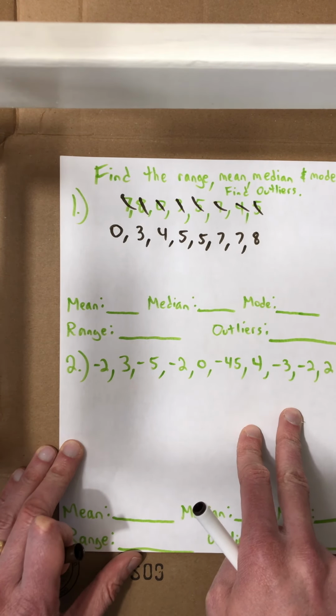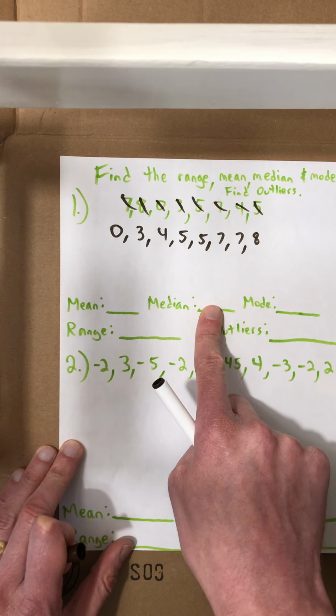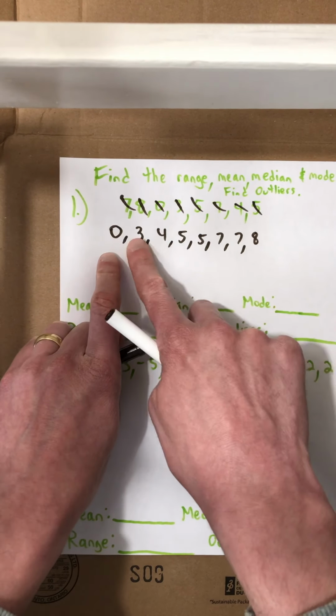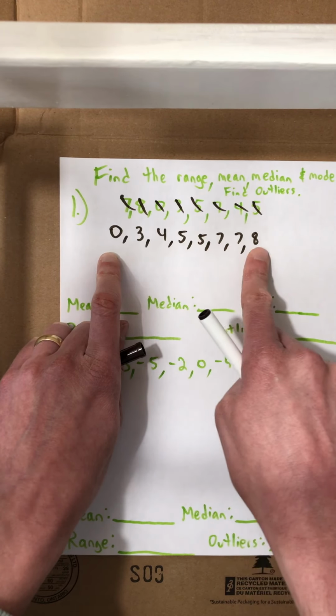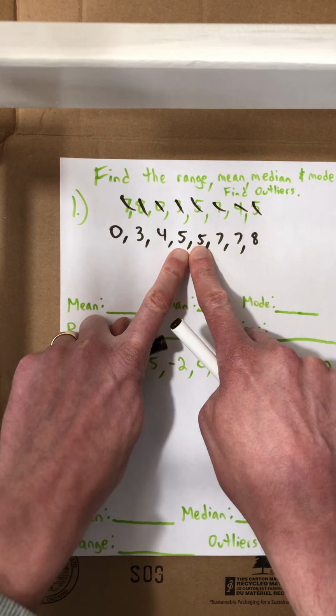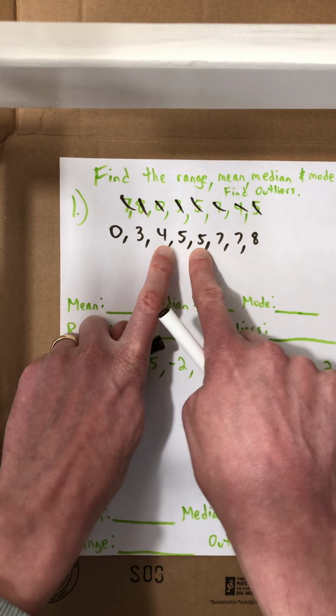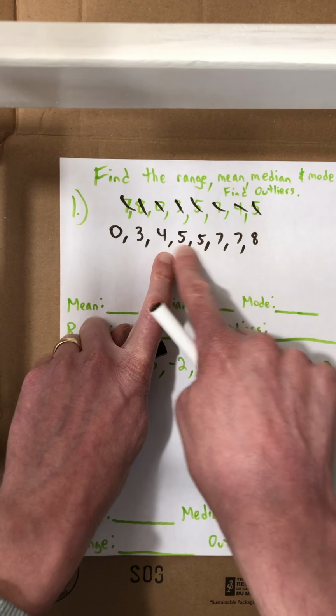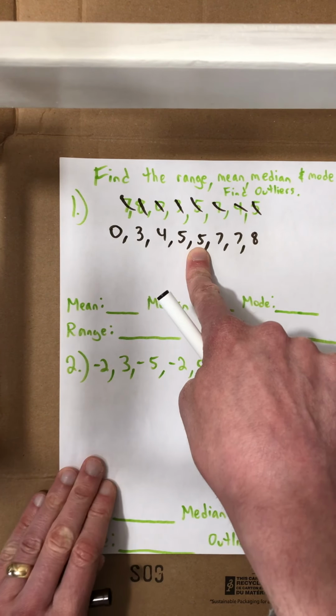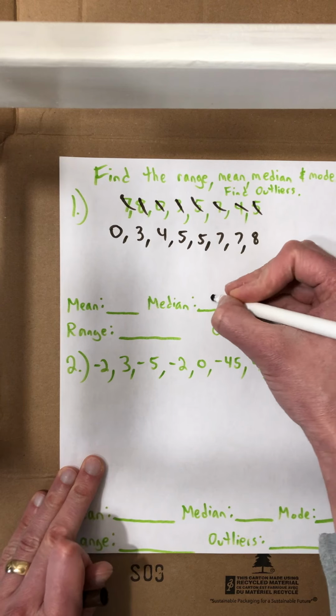Let's find the median first. I know it's not the first one here, but let's find the median first. So there are 1, 2, 3, 4, 5, 6, 7, 8 numbers. So I'm going to go and find the middle between these 4th and 5th ones. Well, in this case, I don't even have to split the difference. I don't have to find a number between them. They're both the same. So the median in this case is 5.